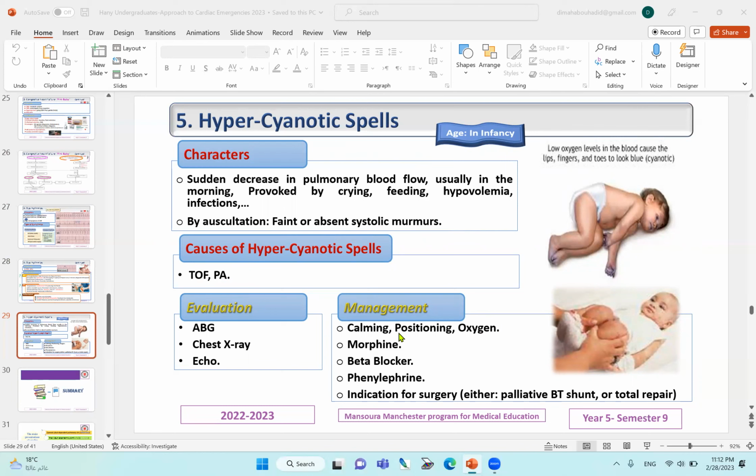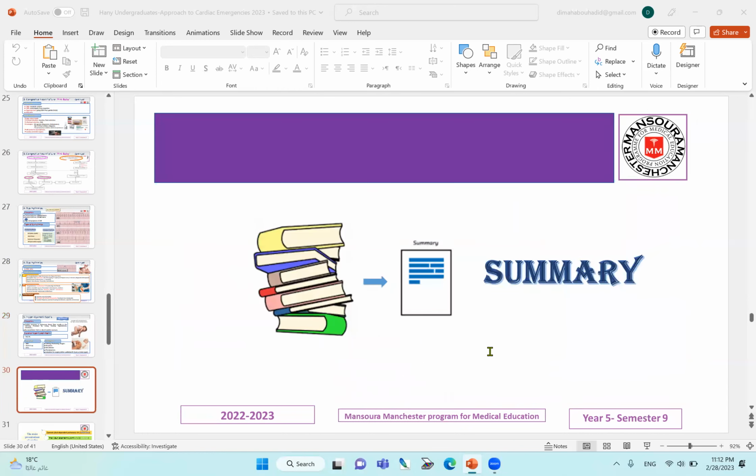Management: first you have to calm the baby and position him in the knee-chest or squatting position if he can do it. Give him oxygen, morphine for calming the baby, beta blockers to dilate the infundibulum, and phenylephrine to increase the systemic vascular resistance in the aorta and force blood to go into the pulmonary. If he has recurrent cyanotic spells, you can send him to surgery to do either a palliative BT shunt or a total repair.